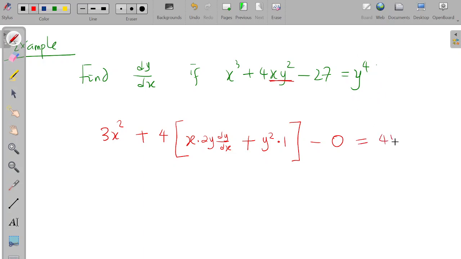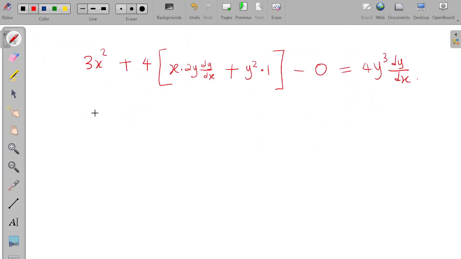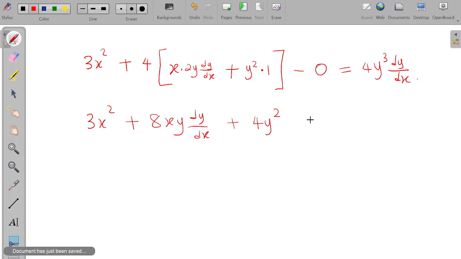Derive this, 4y cubed, but because this is also y, a function of x, we need to multiply by dy over dx. All right, let's tidy up. So 3x squared plus this becomes 8xy dy over dx plus 4y squared. This minus 0 goes away. This is 4y cubed dy over dx.